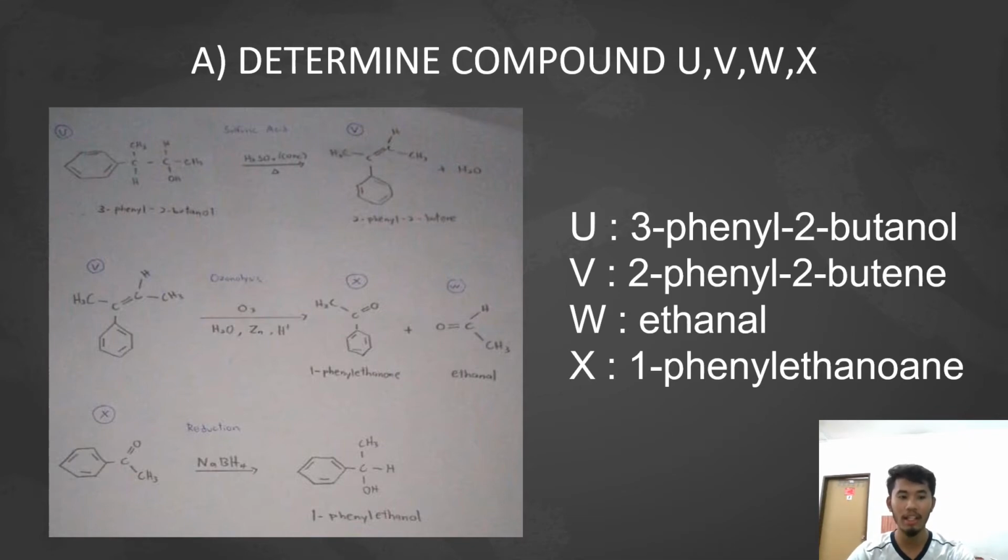To make sure that we get the true compound X, we make a reduction of compound X, and we get the same result as the question asked before, which is 1-phenyl ethanol.